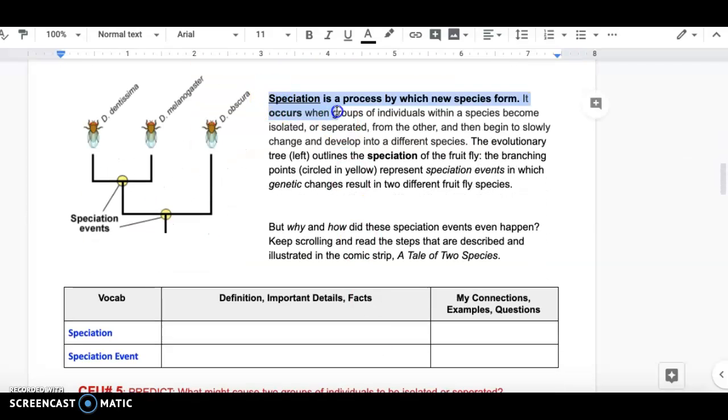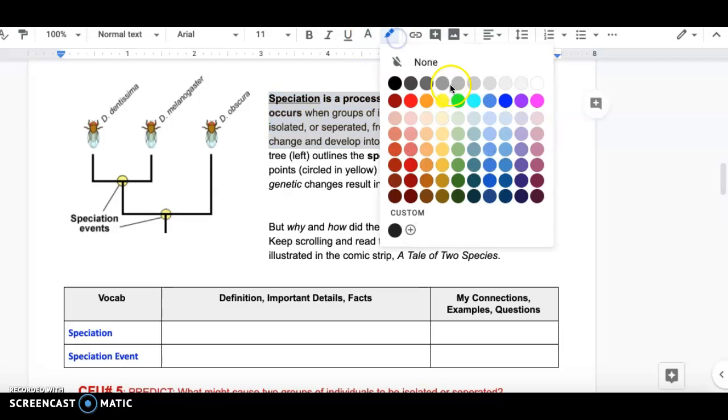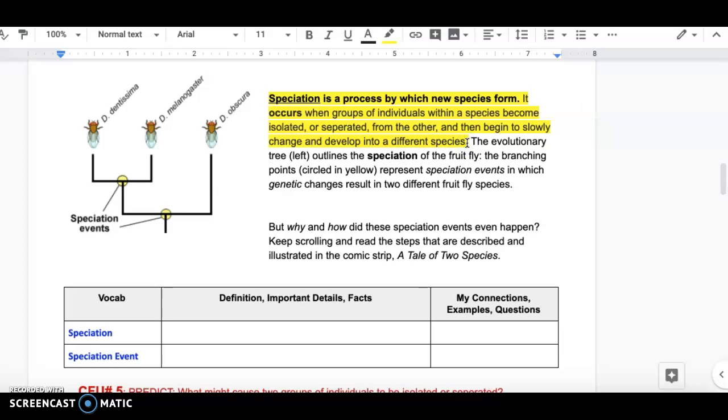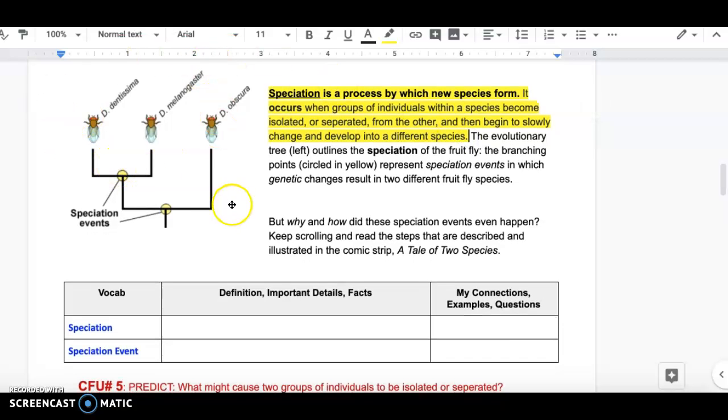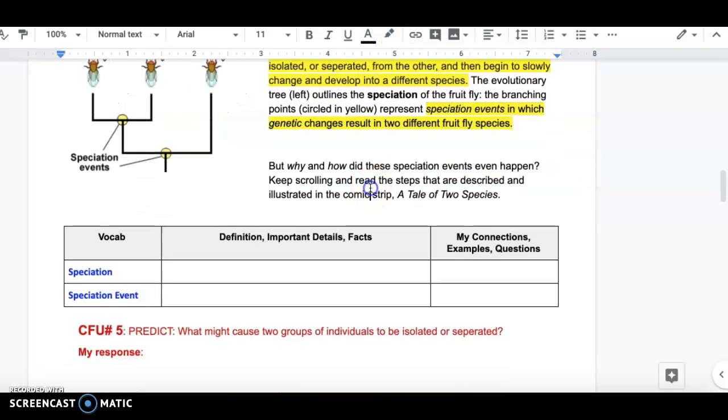Speciation is a process by which new species form. It occurs when a group of individuals within a species become isolated or separated from each other and then begin to slowly change and develop into a new species. I would highlight that. The evolutionary tree on the left shows the speciation of the fruit fly. The branching points circled in yellow represent speciation events in which genetic changes result in two different fly species. I would highlight that. But why and how did these speciation events even happen?